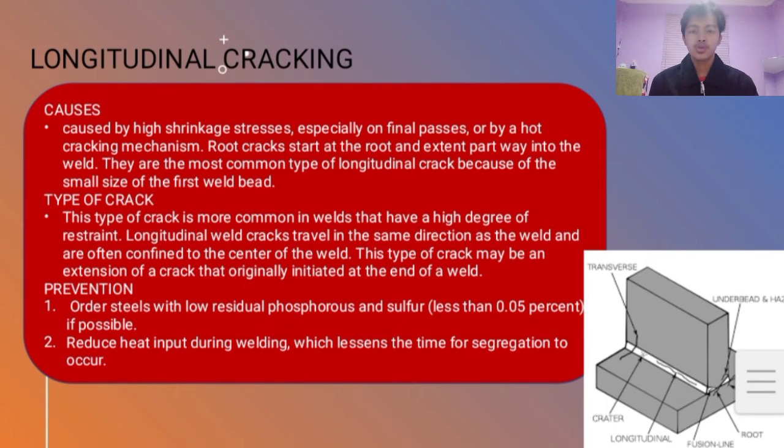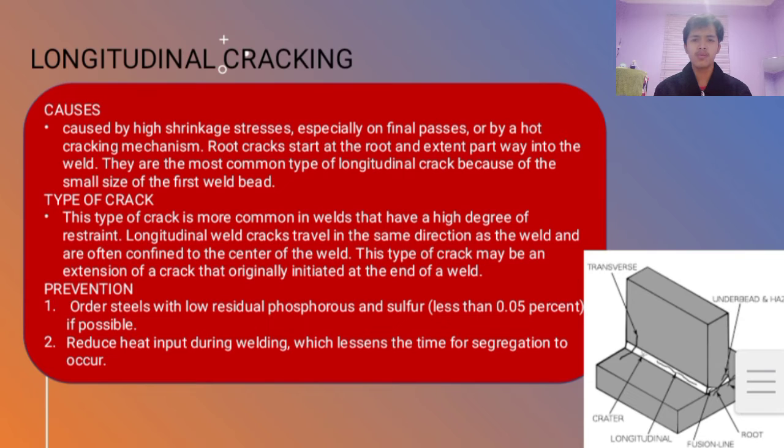So we're going through to the next type of welding defect, which is longitudinal cracking. The cause is high shrinkage stresses, especially on the final passes, or a hot cracking mechanism. Root cracks start at the root and extend partway into the weld. They are the most common type of longitudinal crack because of the small size of the first weld bead.